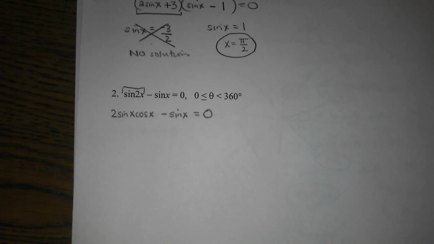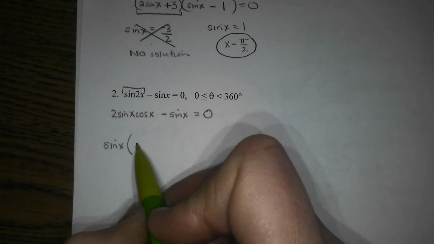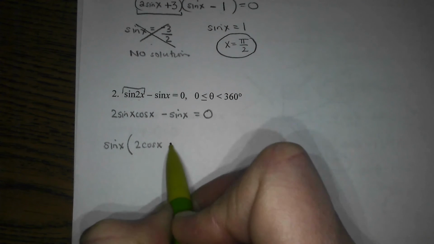So, is it factorable? It's not a typical quadratic because there's not something squared. There's a GCF of sine. Good. So if I take out a sine x, I'm left with 2 cosine x minus 1.